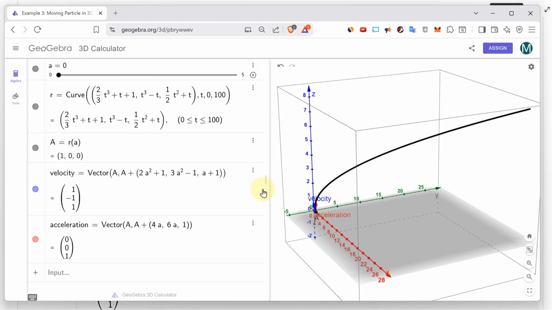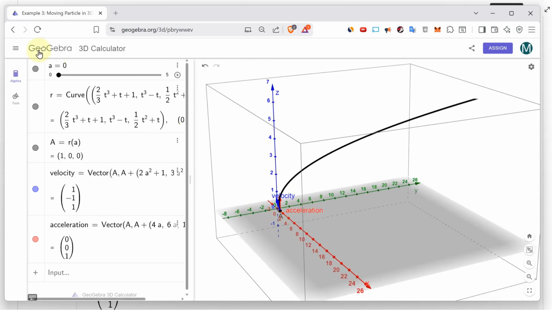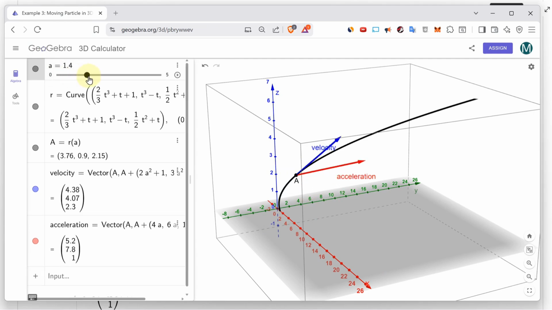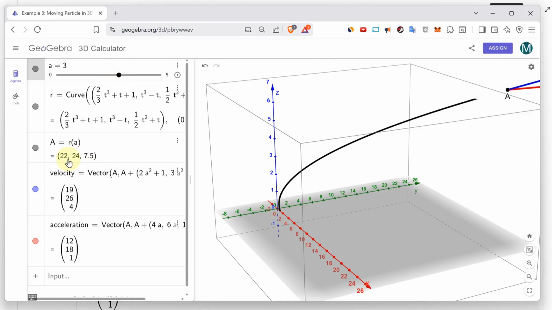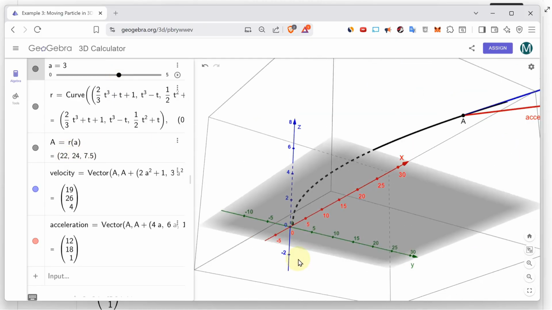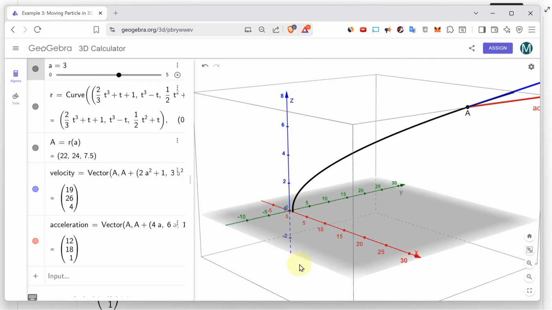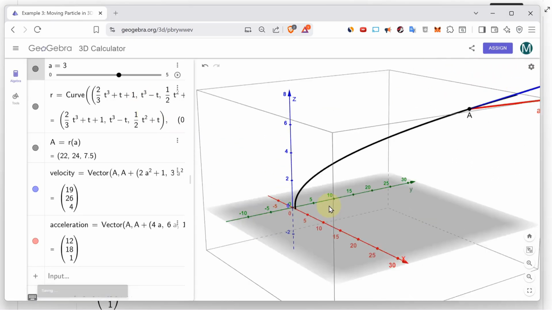So again, that's exactly what we should have, and then notice that the velocity and acceleration vectors change, absolutely amazing, and it follows all the way along. Go to the 3, and then we have the values calculated, 22, 24, 7.5. And zoom out, and there it is. Yeah, absolutely amazing stuff.